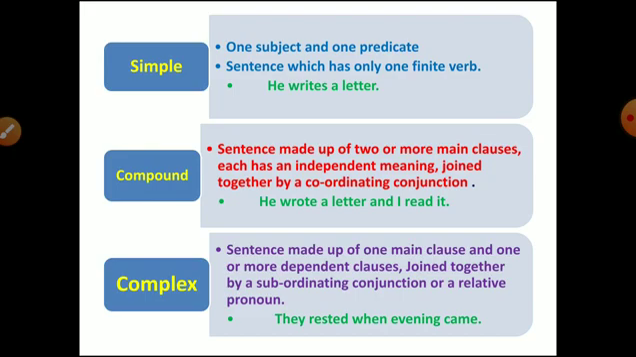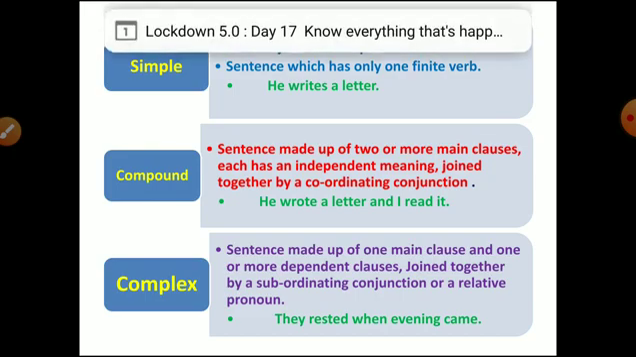But in this complex sentence, I said there must be one main clause and one or more dependent clauses, but one main clause is important, joined by a subordinating conjunction. So this main clause and subordinate clause are joined by a subordinating conjunction. These two types of conjunctions, coordinating conjunction and subordinating conjunction, we must have some idea about. Then we have an example: They rested when evening came.